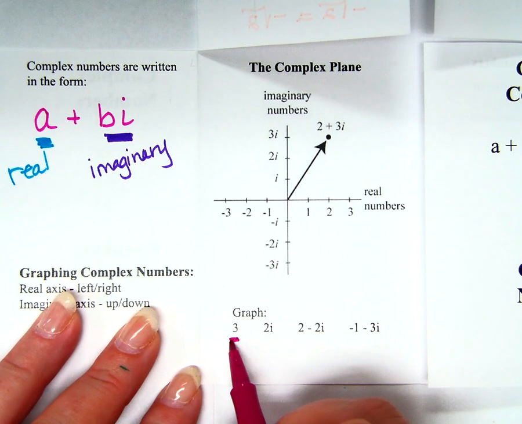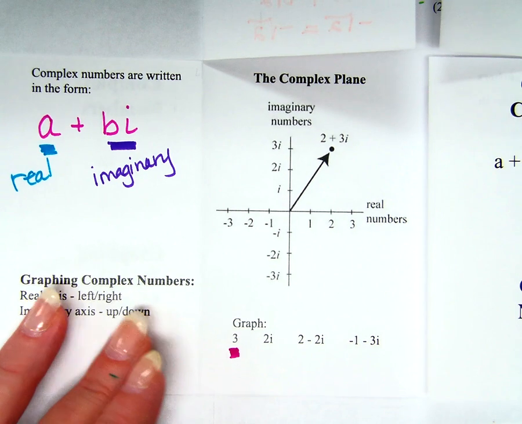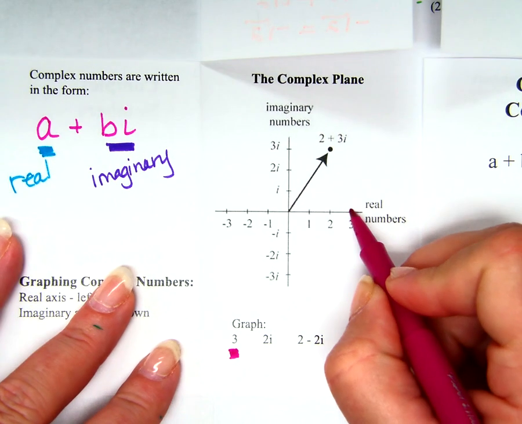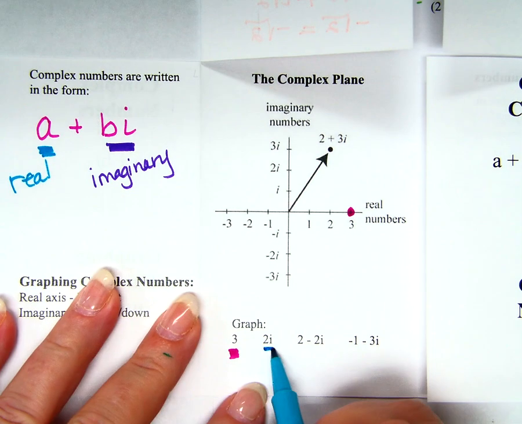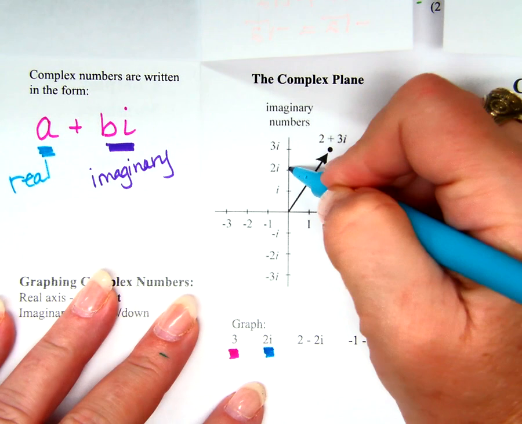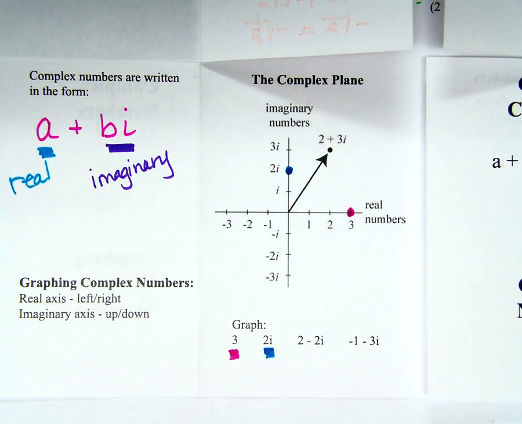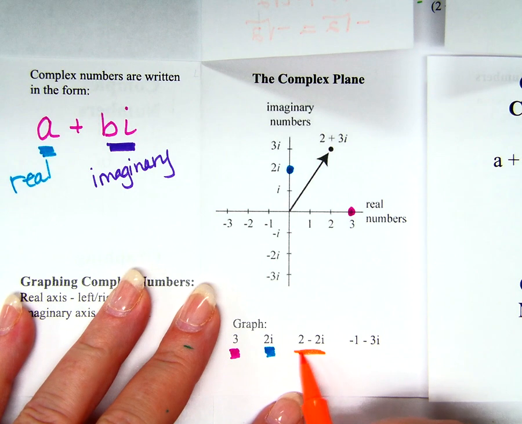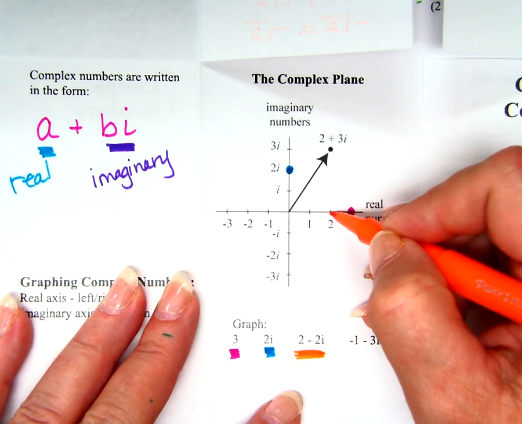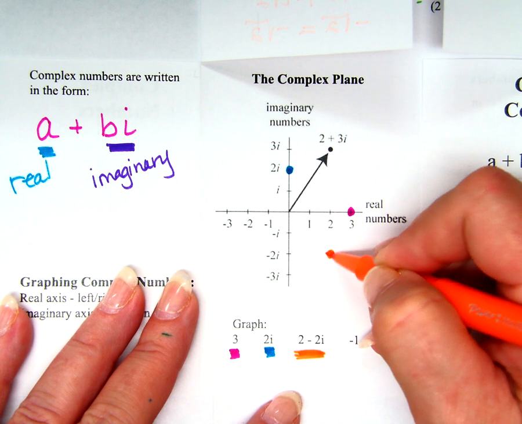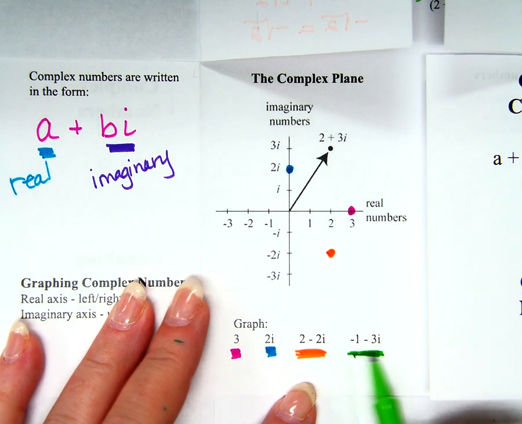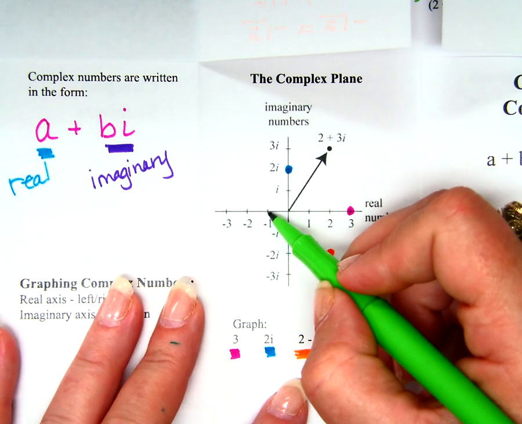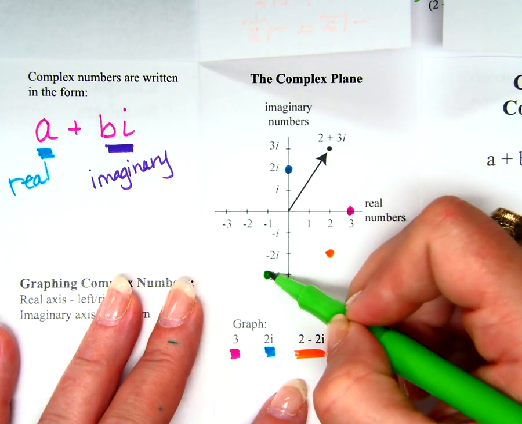How would I plot the number 3 on the complex plane? So just go over 3 and put a dot. How would I plot 2i? Up 2i and put a point. How would I plot 2 minus 2i? Right 2, down 2. Put a point. And how would I plot negative 1 minus 3i? Over 1 left and then down 3, correct? Good job.